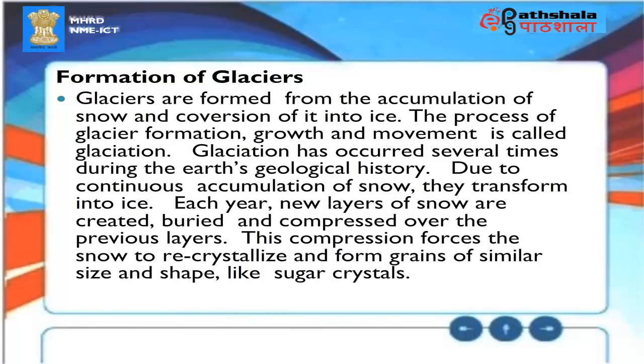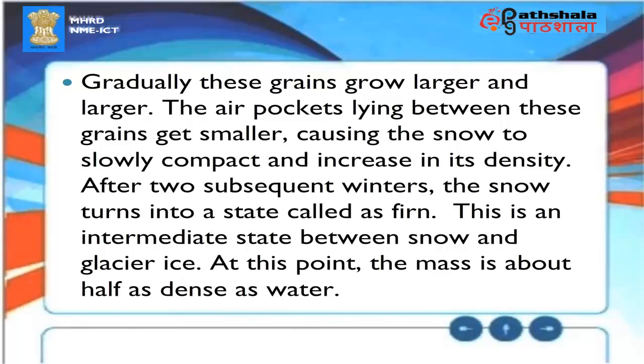Formation of glaciers. Glaciers are formed from the accumulation of snow and conversion of it into ice. The process of glacier formation, growth and movement is called glaciation. Glaciation has occurred several times during the Earth's geological history. Due to continuous accumulation of snow, they transform into ice. Each year, new layers of snow are created, buried and compressed over the previous layers. This compression forces the snow to recrystallize and form grains of similar size and shape, like sugar crystals. Gradually, these grains grow larger and larger. The air pockets lying between these grains get smaller, causing the snow to slowly compact and increase in its density.